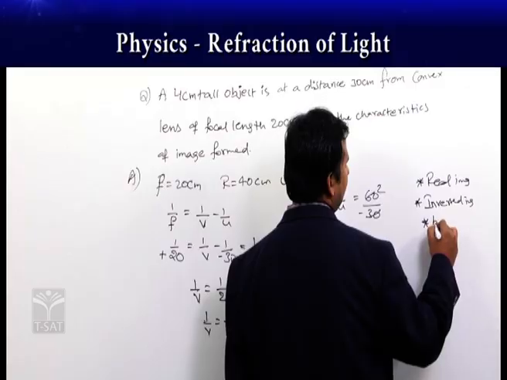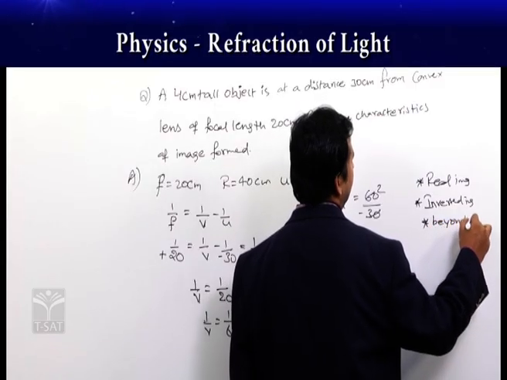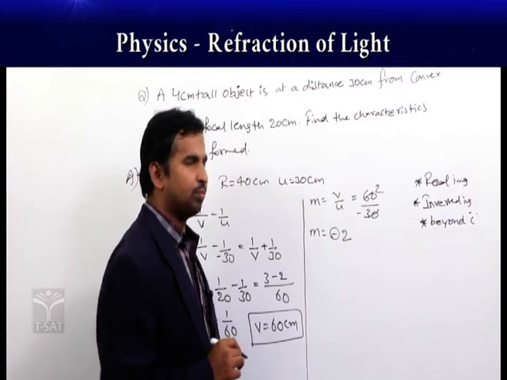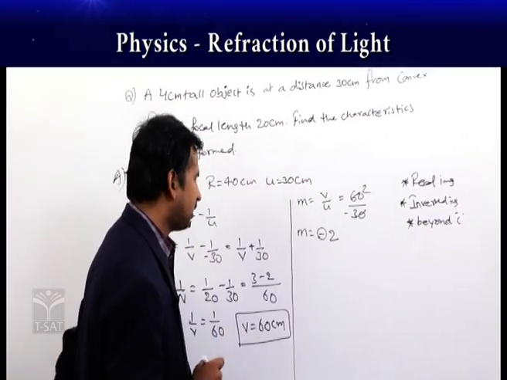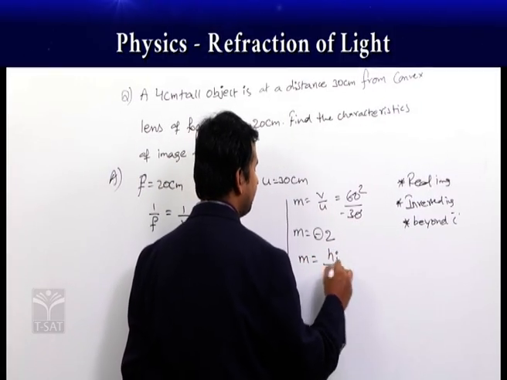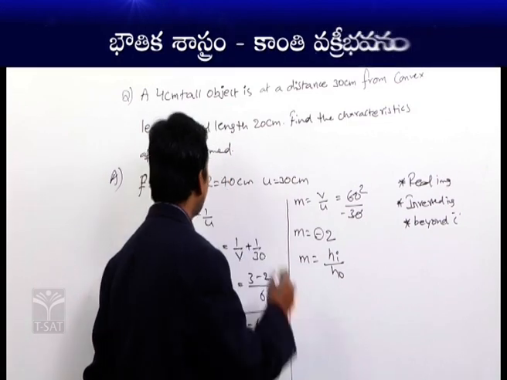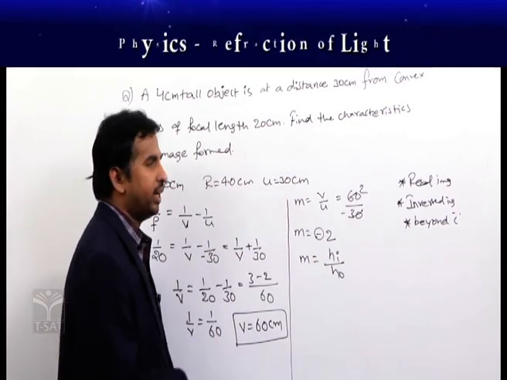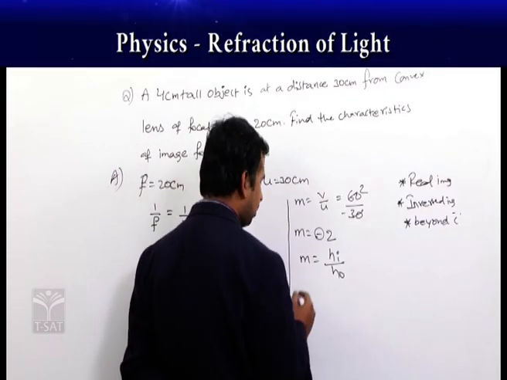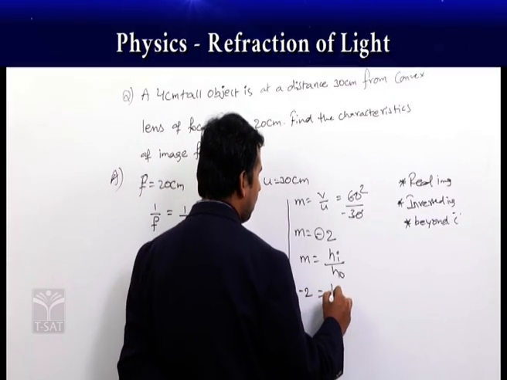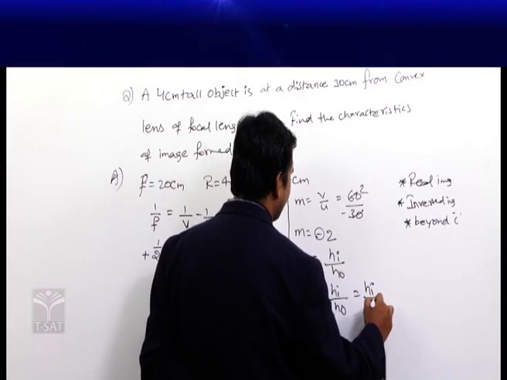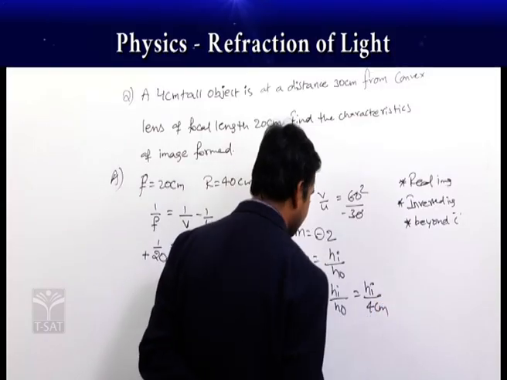So the image position is beyond the center of curvature. Now, as m is equal to minus 2, m is the height of the image by the height of the object. The height of the object is given there as 4 centimeters tall. Then the m value we have, minus 2, is equal to the height of the image by the height of the object, which is 4 centimeters.